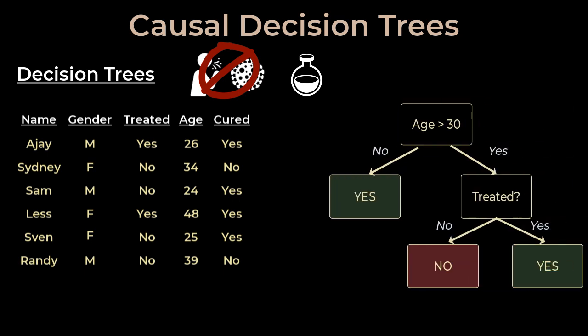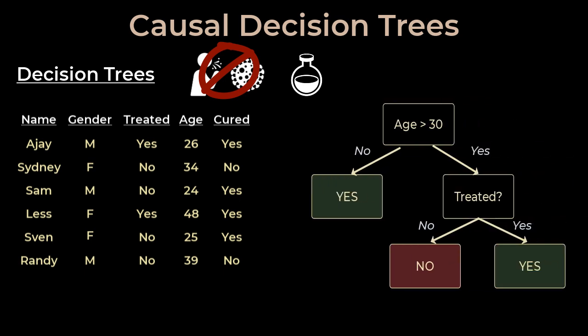Let's say we have this decision tree to determine if a given patient will be cured. Let's take the first sample, AJ, and see how this works. So AJ is going to be passed to the root node at the top. His age is checked to determine if it's above 30. It's not. So we go to the left leaf node, and this indicates that AJ will be cured. It's a prediction.